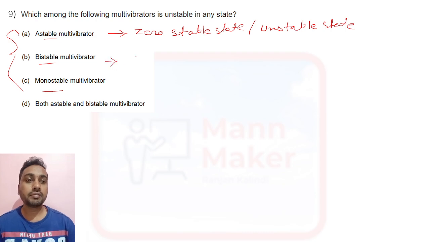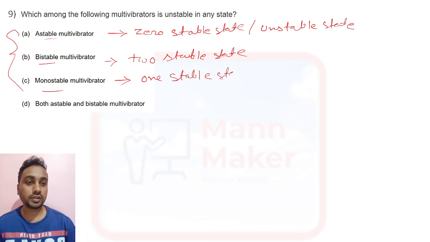In a bistable multivibrator, bi means two, so it has two stable states. Okay, monostable, mono means one, so it has one stable state. So this thing you should remember. Here option A will be the right answer.